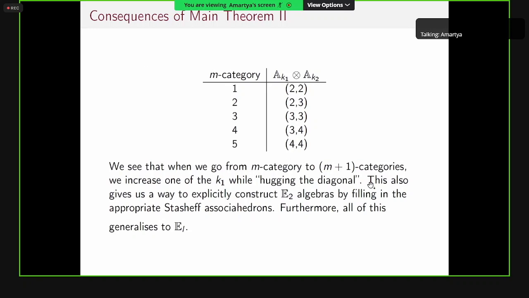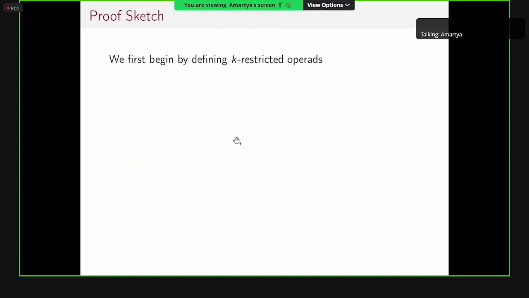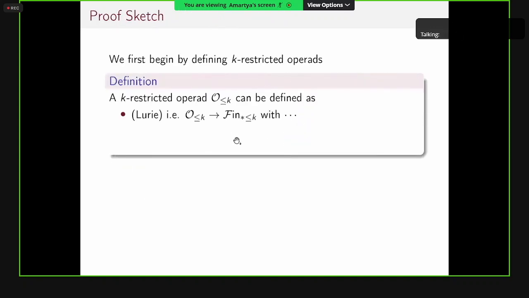So this basically gives us a way to explicitly construct E2 algebras by filling in the appropriate associahedron. And this furthermore generalizes to EL. You have more complex filtrations, and you get EL to be the colimit of those diagrams. In the E3 case, you'll get cubes or stuff like that. Okay, maybe because I'm done, let me add a few remarks.